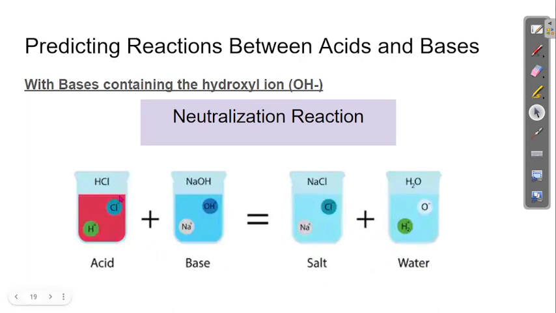Okay, so hydrochloric, here is the proton that will attach to the hydroxyl ion to create this water. What's left? The chlorine and the sodium. So those two ions will combine to make the salt.